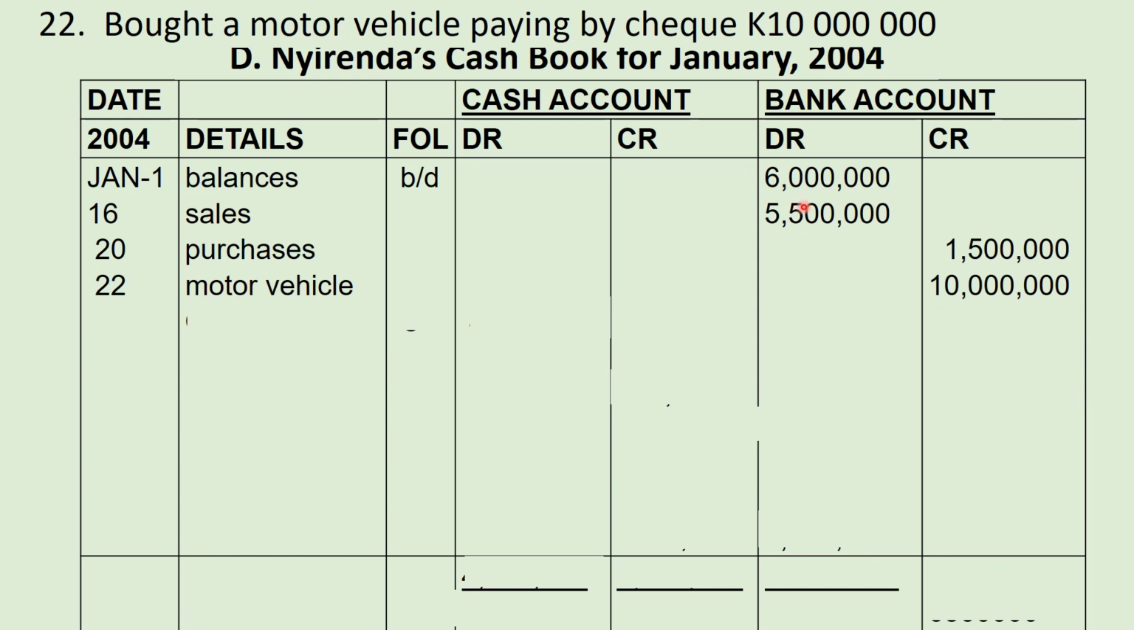When you add 6 million and 5,500,000, it will give you 11,500,000. If you subtract 1,500,000, you remain with 10 million. Then from 10 million again, you subtract 10 million, you remove 10 million from the bank, and you remain with 0.